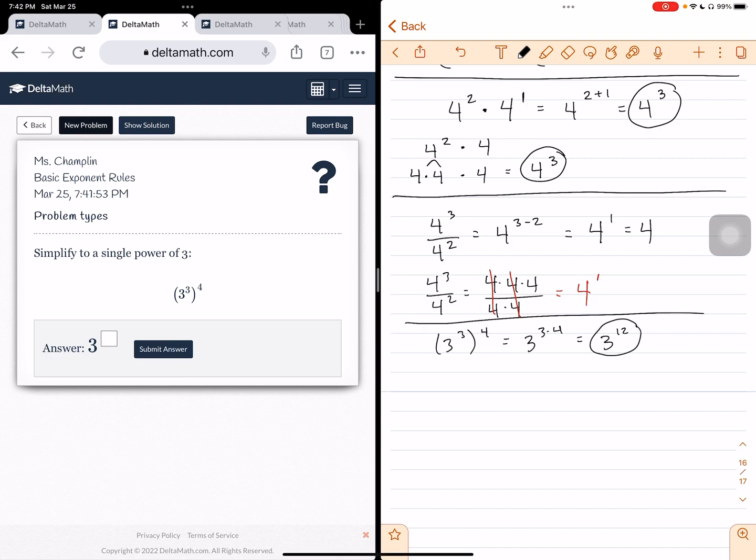This would be the same as 3 times 3 times 3, itself 4 times, raised to the fourth power. Duplicate that again. And then if you add up all those 3's, again, you get 3 to the 12th power. So you can do it either way.